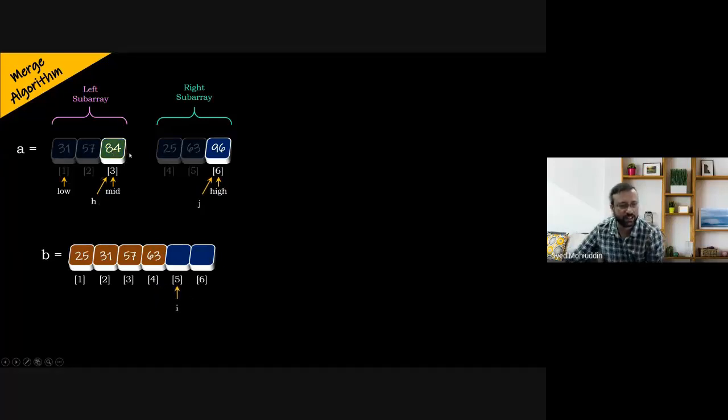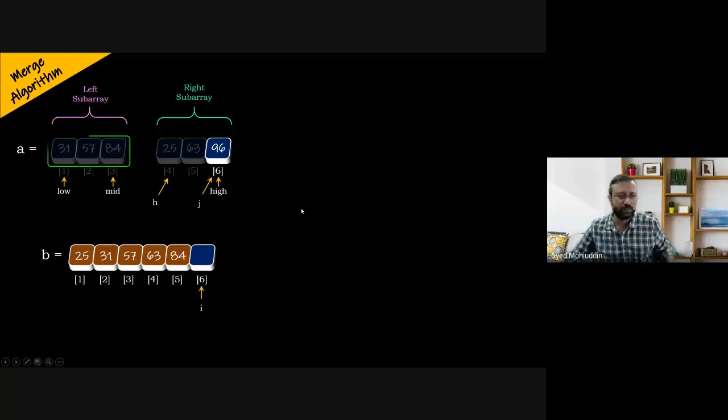Again, h is compared with j. The element at h is smaller, that is 84. So 84 is copied to array B, and h moves. Now when h moves, it is not a blank thing. It is moving from index 3 to index 4. Now when h crosses the mid index, then we stop. Obviously i is moved, then we stop.